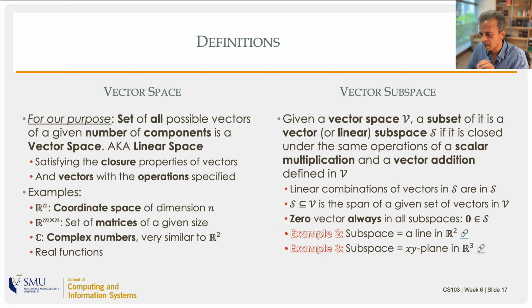Let me put it this way. If there is a subset of a vector space that doesn't contain the 0 vector, it cannot be a subspace by definition, because take any vector in that subset, scale it by 0, and immediately you are outside the subset. So that subset cannot be a vector subspace. It has to be closed under scaling by any scalar. 0 is a pretty good scalar.